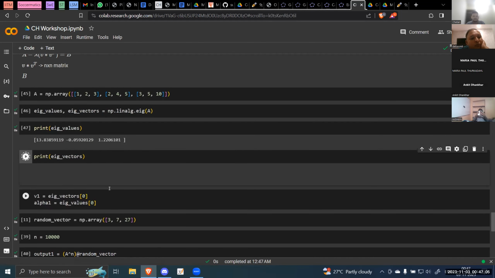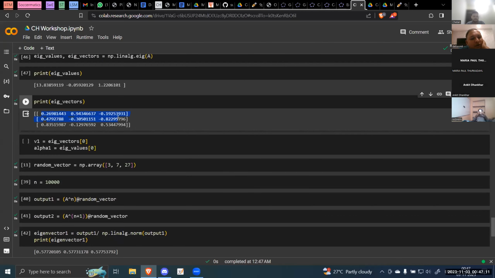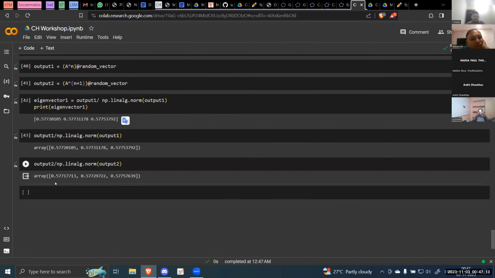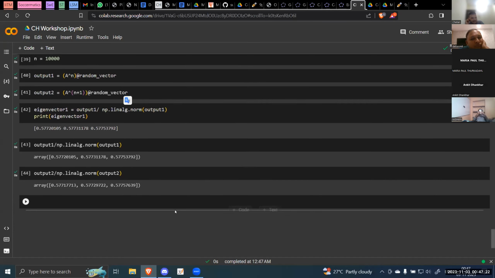When you say not matching, is it becoming close or not even close? Not even close, giving a different answer altogether? Yeah, completely different answers. Here we have like 0.5757 and it's repeating. If you see, all three values are almost the same, very close to each other in this vector. But there we have completely different eigenvectors.